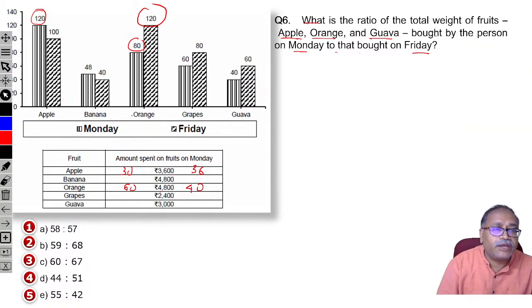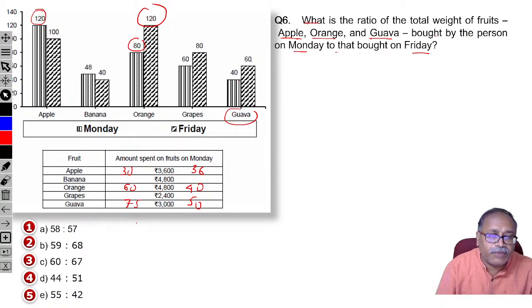And one more is there, guava. So look at the guava over here, that is 40. Here guava we have. So when I divide this by 40, I will be getting 75. And when I divide this by 60, I will be getting 50. So you are asked to find out the ratio. Anyone answer the question? Come on.